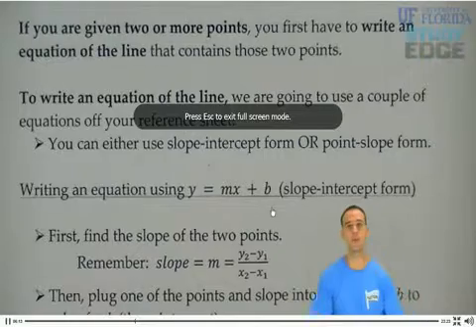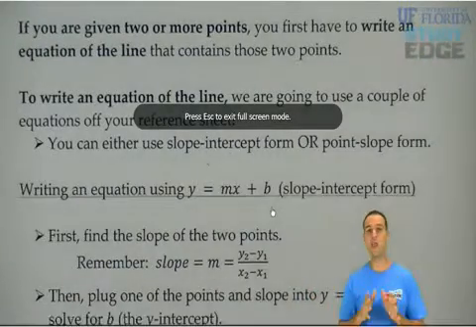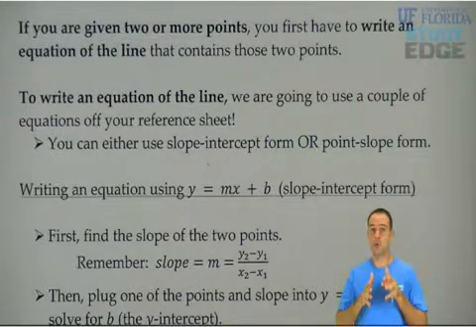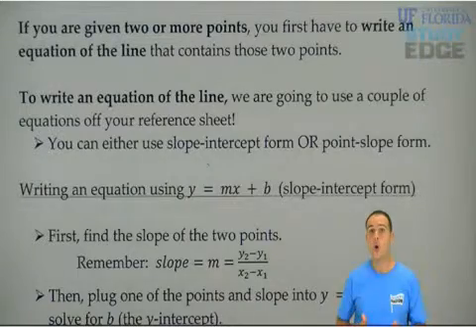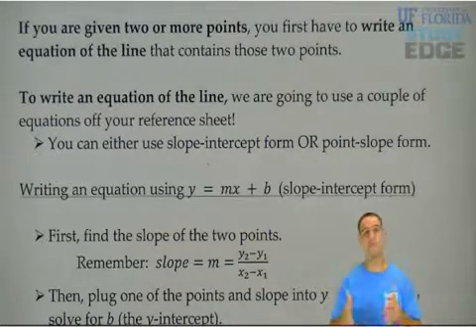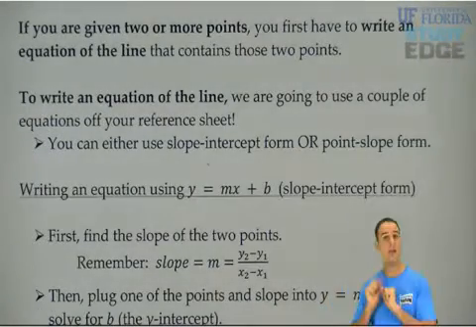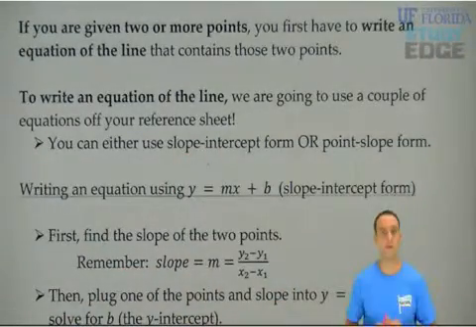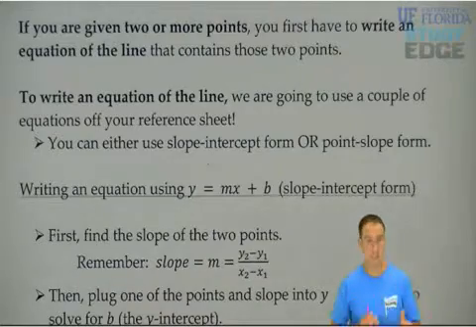You are given 2 or more points. You have to write the equation of the line first that contains these 2 points. To write the equation of the line, we're going to use a couple of equations off your reference sheet. You can either use slope-intercept form or point-slope form. I'm going to do a few of each.